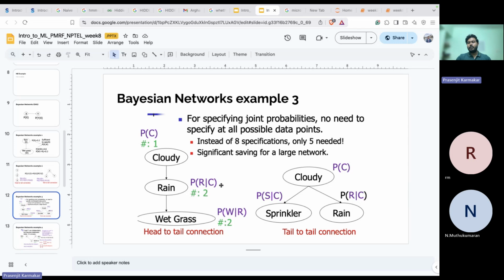Now I can have probabilities of all of these. So these probabilities I can compute. Based on these probabilities I can compute what is the probability of cloudy and rain, what is the probability of cloudy given sprinklers are happening, or what is the probability of it is cloudy and sprinklers happening together. Or what is the probability of rain and wet grass, what is the probability of cloudy, rain and wet grass together.